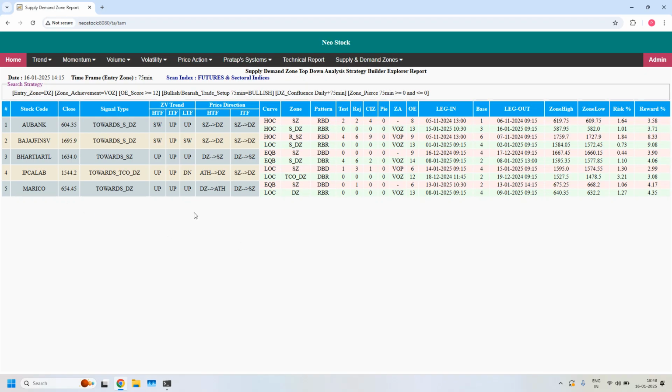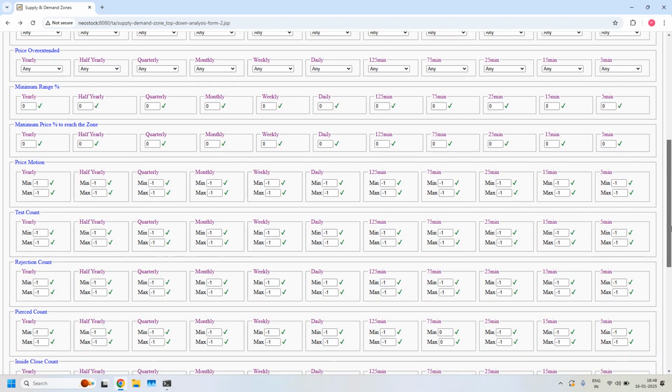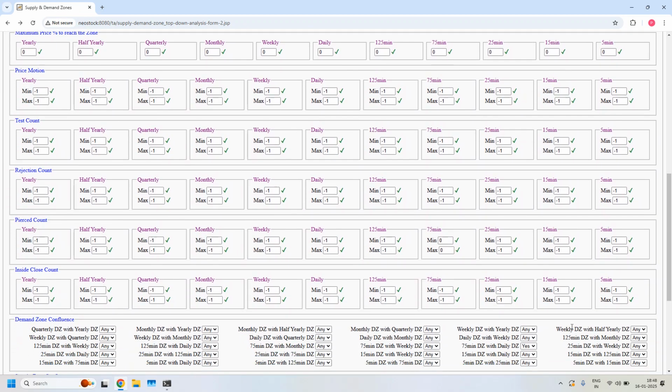Okay, out of these 5 stocks, some are high liquidity zones. But we can further filter them by setting another high probability parameter, zone confluence. That is 75 minutes demand zone with daily demand zone confluence. I am enabling the filter 75 minutes demand zone with daily demand zone confluence. Earlier enabled.